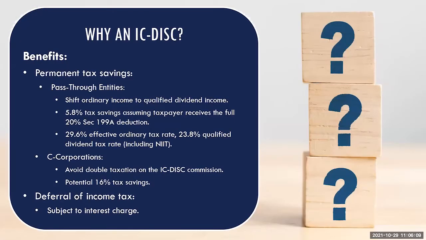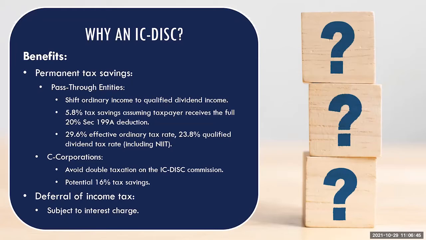So why would you want to use an IC-DISC? The primary benefit you get from an IC-DISC is that you can achieve permanent tax savings. And how this is achieved looks a little bit different between a pass-through entity and a C corporation. For a pass-through entity, you are basically shifting ordinary income to qualified dividend income. And the tax savings is going to depend largely on the tax rate that the individual taxpayer is in for both their ordinary income and for capital gain income.